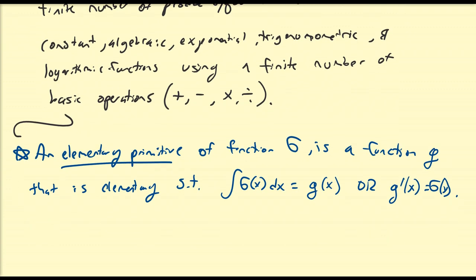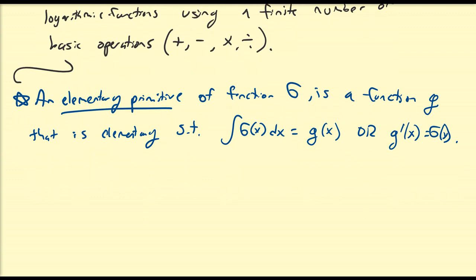So we say that the elementary primitive of some capital function G is the little function g such that the derivative of little g is capital G. We say that an elementary primitive exists if we can express its antiderivative in terms of elementary functions. So that is pretty much what an elementary primitive is.